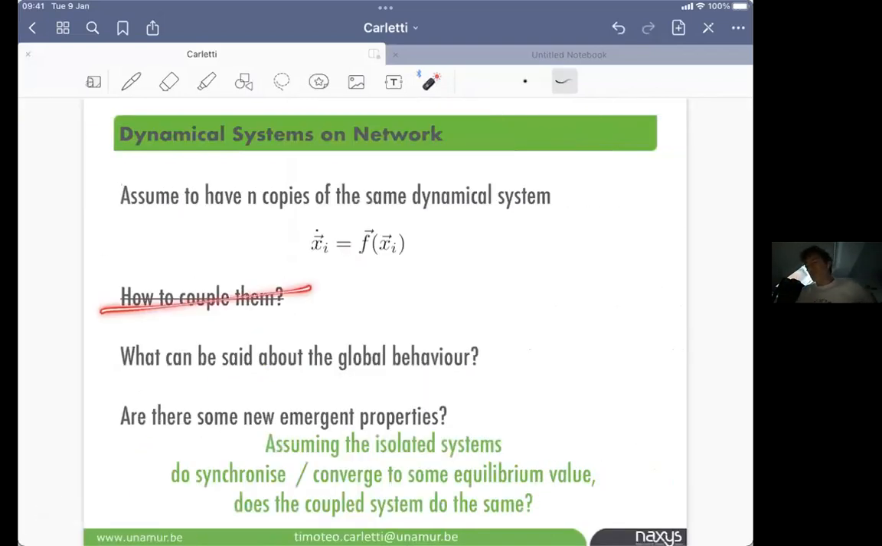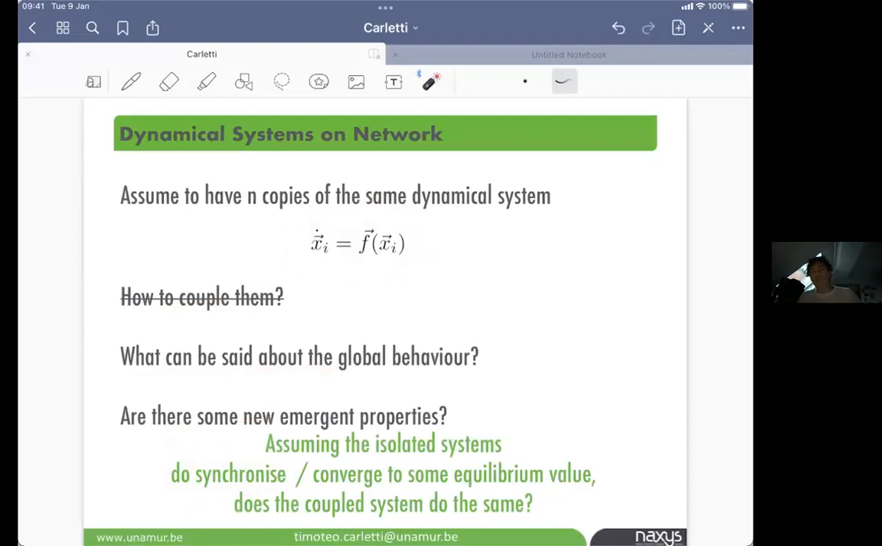Okay. So the first question has been tackled more or less. The two other questions can be put together with this kind of simple question, because in principle there are many others, but I will focus on this one. So assume that once you have the isolated systems, they do synchronize, so they all converge to the same equilibrium. And then suppose this equilibrium oscillates in time.